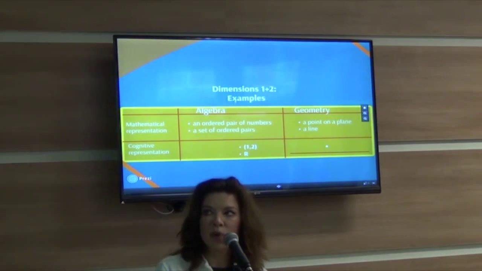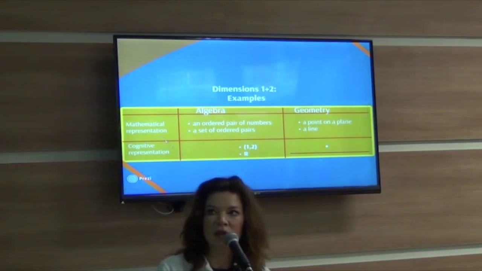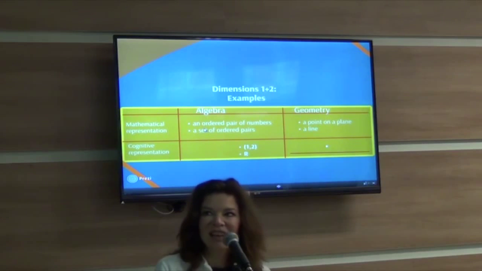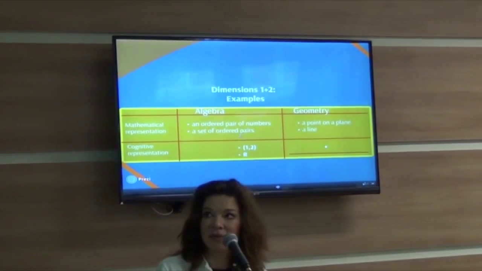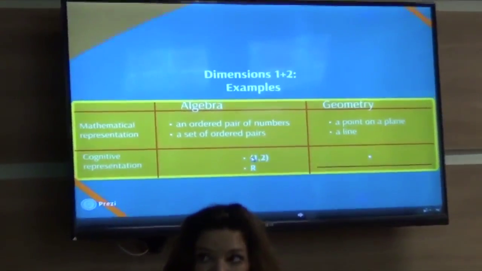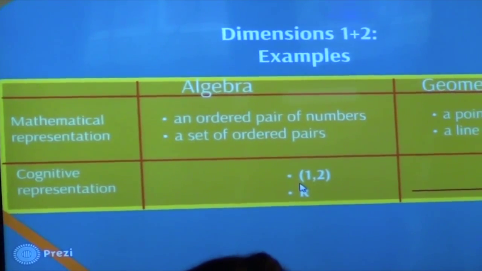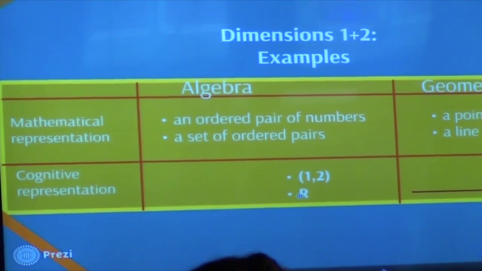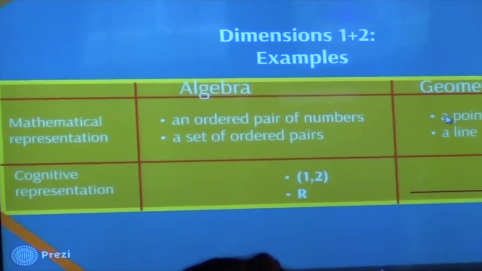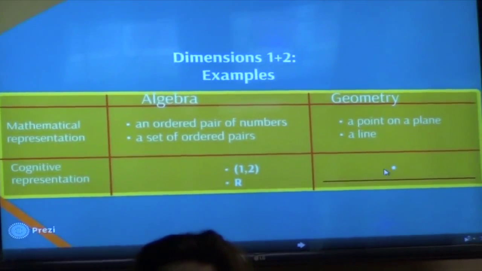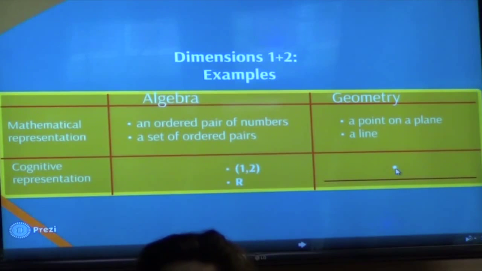And I put both dimensions in one table now: mathematical representations, cognitive representations, algebra and geometry. And I put a couple of very simple examples. An ordered pair of numbers in algebra can be cognitively represented in this way. I mean, that's how we denote it, how we write it down in our textbooks. A set of ordered pairs, we can write as R. And a point in geometry would be a point on the plane, and a line, and cognitively they would be represented as a dot and a line.